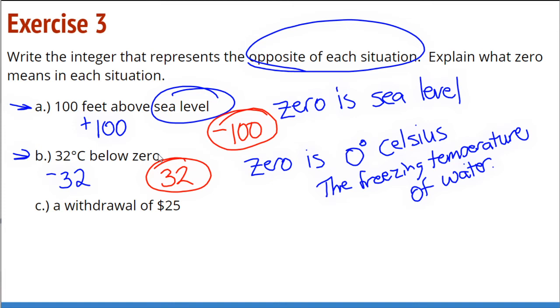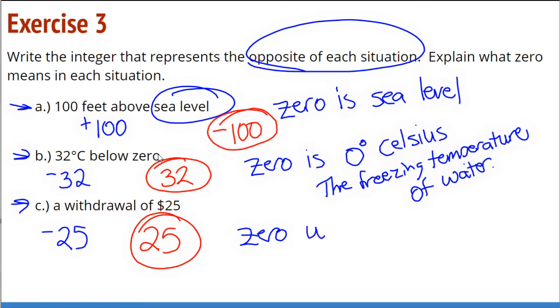We're at 0. All right, looking at C here, we are supposed to have a withdrawal of $25, and a withdrawal is taking money out. So that's a negative 25. I'm supposed to write the opposite integer, which would be a positive 25. And again, I don't need to put the plus sign because positive numbers don't have to have those little plus signs. And I need to think about what 0 in this situation is.